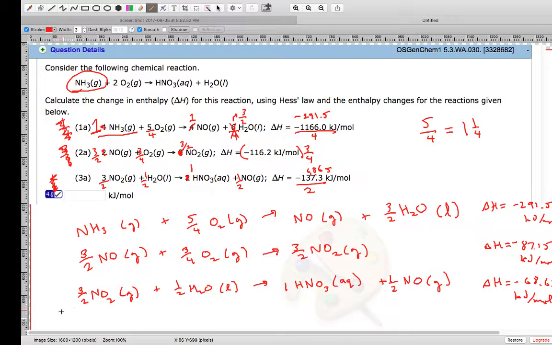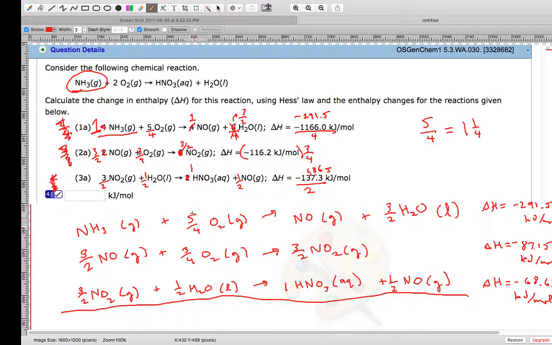Now I'm going to add these up, and I'm just hoping that everything that I don't need is going to cancel out. Here's what I mean. You see how in this equation I have NO as a product? But in my target equation, NO is not a product. I'm just hoping that somehow I'm going to end up canceling out the NO somewhere along the line here, okay? If I don't end up canceling the NO, then I'm going to have a problem. I have to start over again.